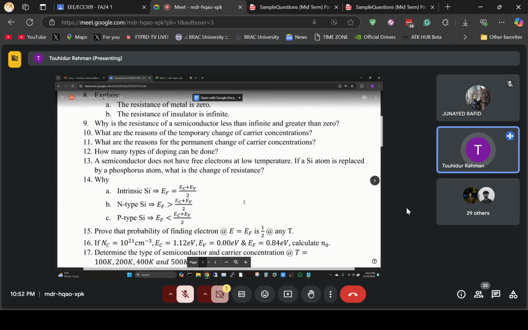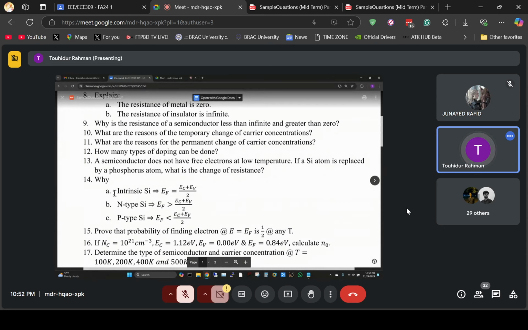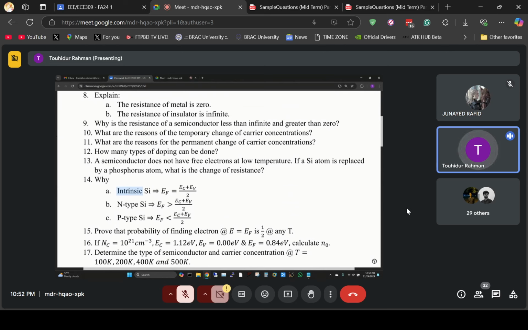Okay. Let me see. Well, you need to use the Fermi distribution equation, because for intrinsic silicon, the probability of finding an electron in the conduction band is equal to the probability of finding holes in the valence band. If you equate those two probabilities, you will find that EF is equal to (EC plus EV) divided by 2.